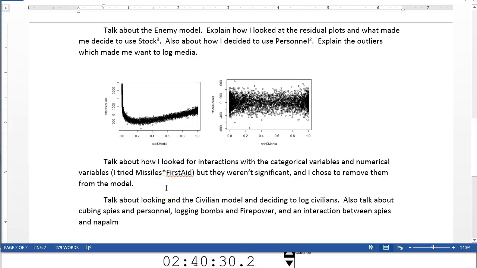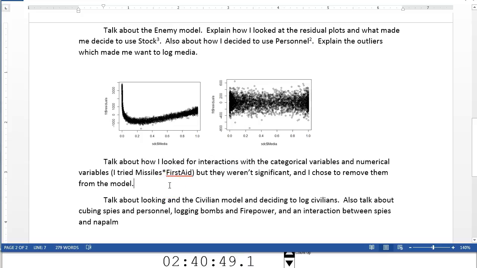Now, my enemy model didn't have any interactions, not categorical and not numerical. Let's imagine the client is saying, okay, that's a tool I know is helpful. How come you didn't use that tool? Well, I'm going to mention I know about it. I looked for it. There just weren't any significant interactions. It wasn't helpful to the model, so I removed them.